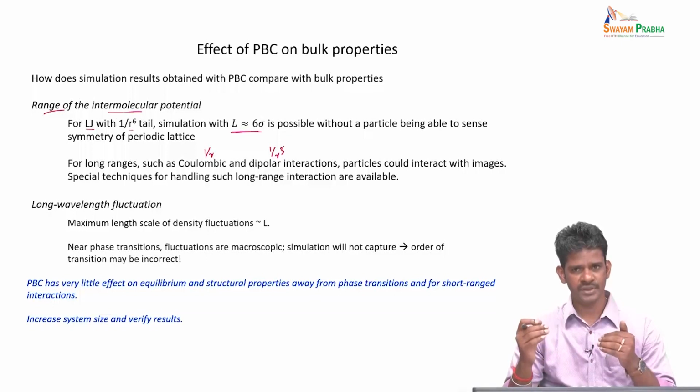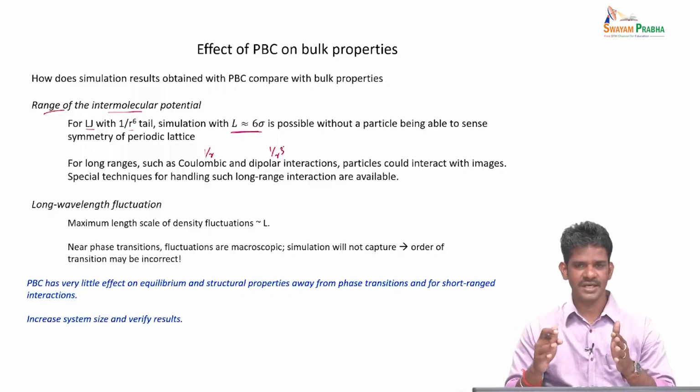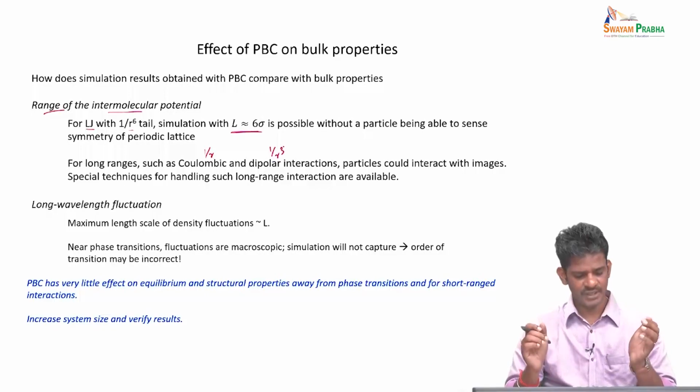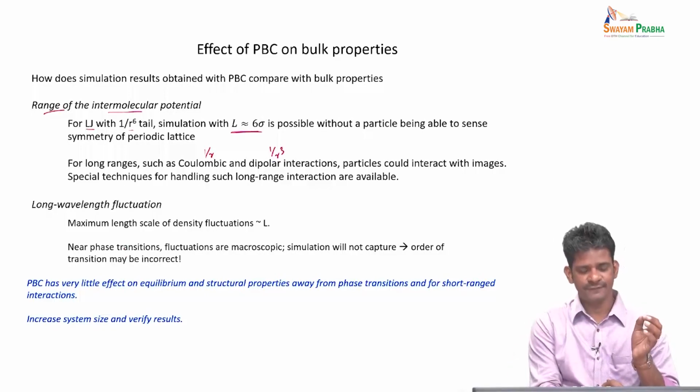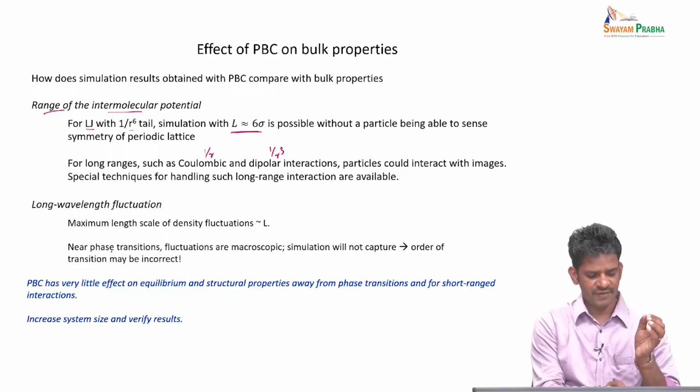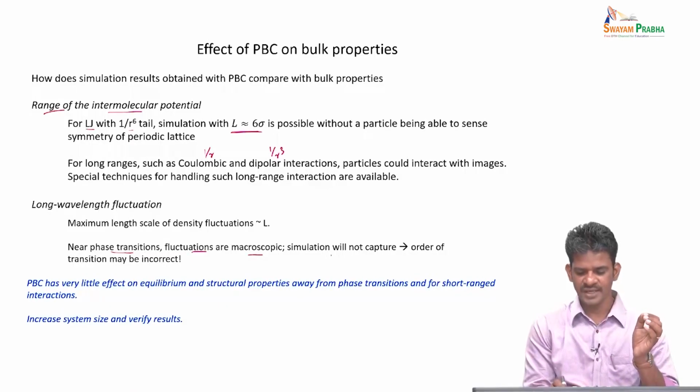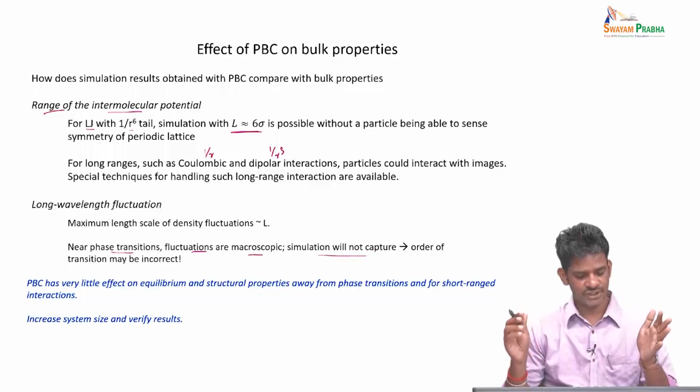But in a real system, the fluctuations are macroscopic and go beyond L. What that means is your simulation will not allow large length scale fluctuations. That means your system will not phase separate, and it will not truly predict the actual physics of the problem. So we have to be extremely careful when we apply simulations very close to phase transitions, because fluctuations are macroscopic and the simulation will not capture such large length scale fluctuations.